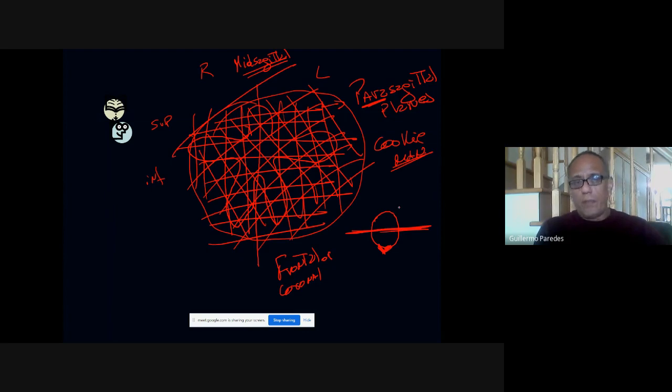So in conclusion, the sagittal plane, mid-sagittal plane, or parasagittal plane cuts into right and left. The transverse plane cuts into superior and inferior. The frontal or coronal plane is going to cut into anterior and posterior. Okay?